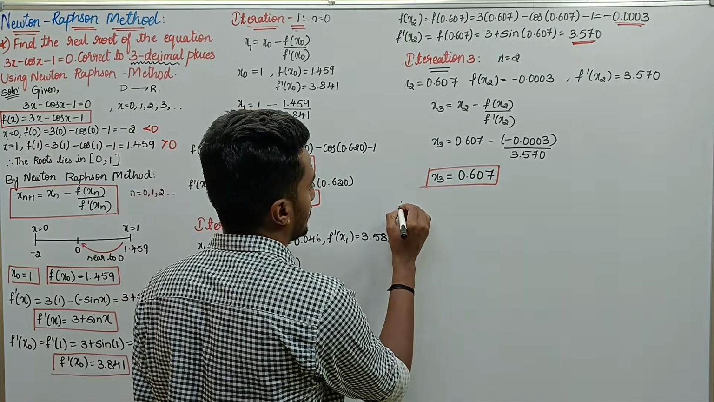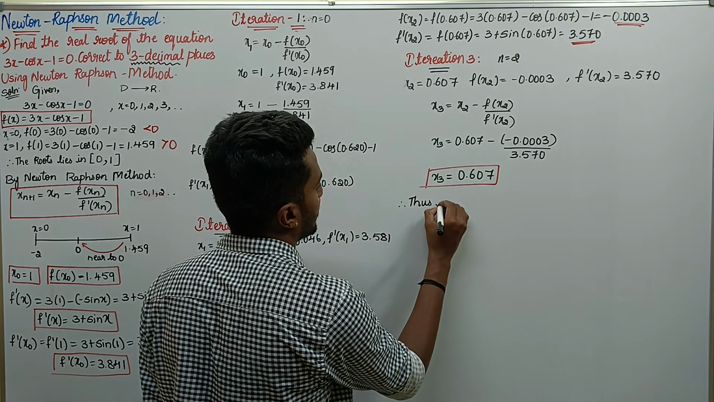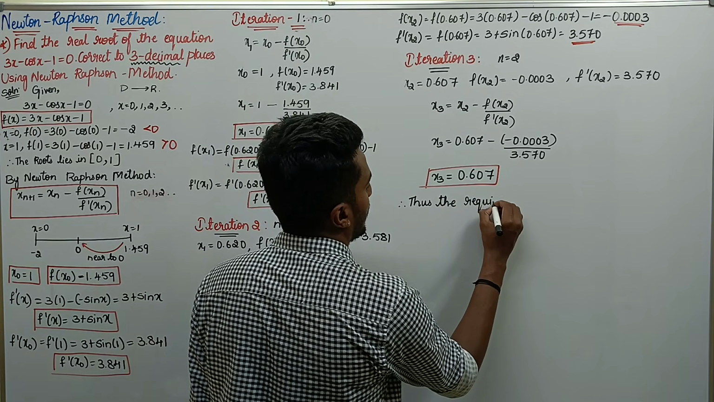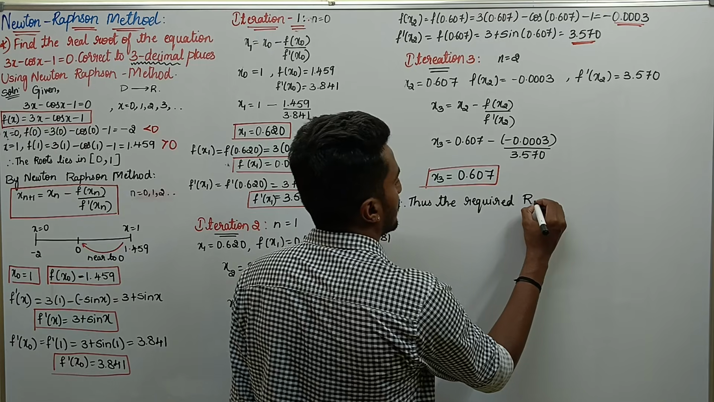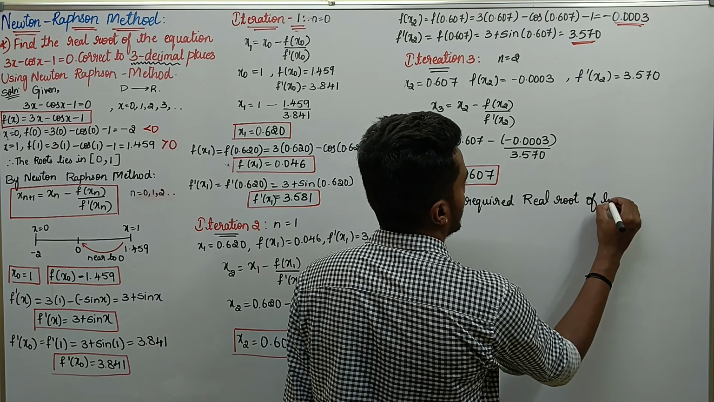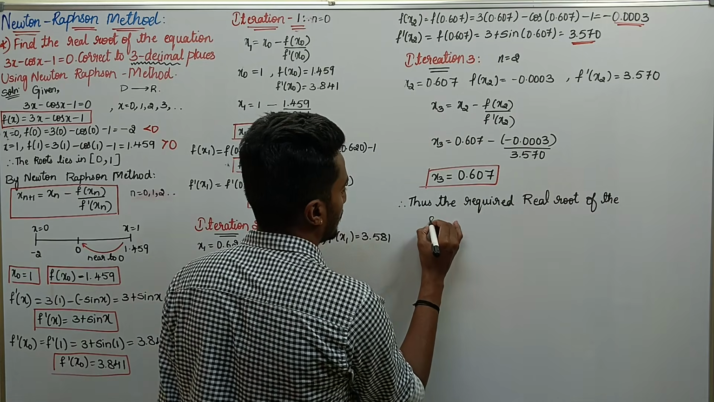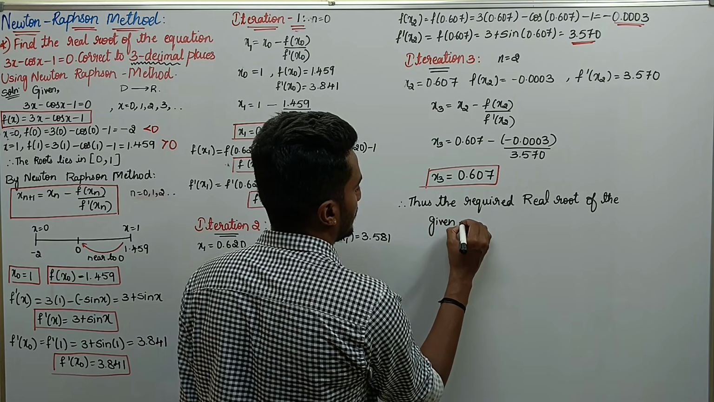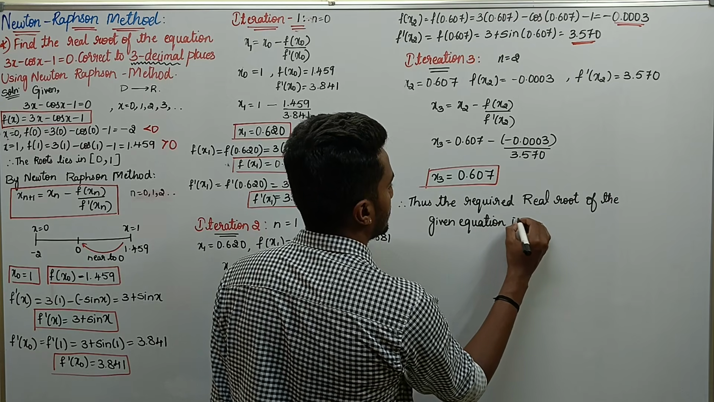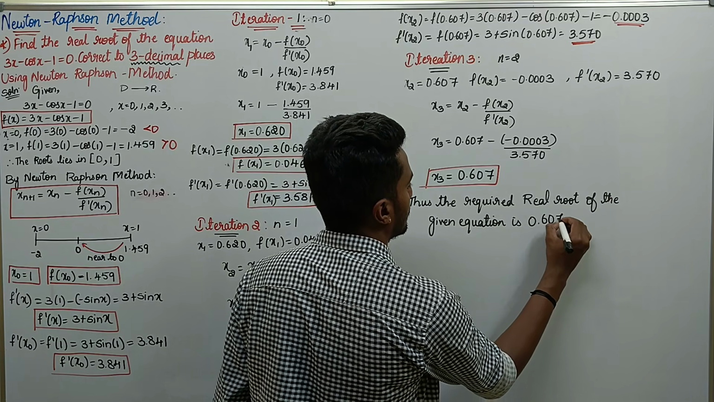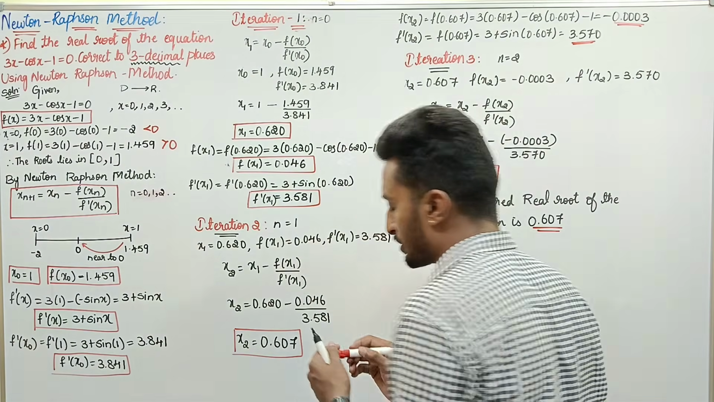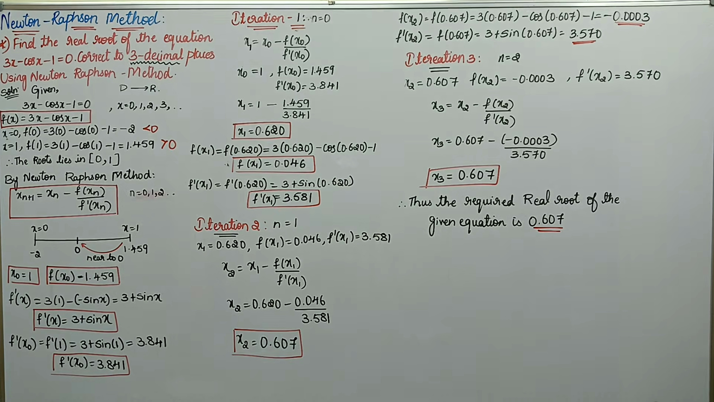Therefore, you can conclude that thus the required real root of the given equation is 0.607. The real root of the equation is 0.607. Let us take a recap.